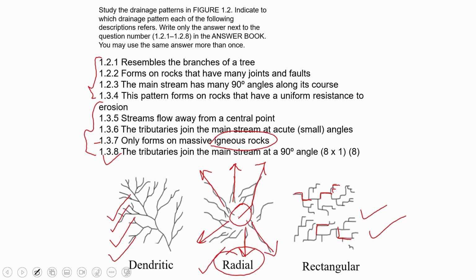And then the tributaries again join the mainstream at 90 degrees. Remember, this one here looks very much like that one. So that one was tackled, and that is a rectangular pattern. We now continue to the next question paper, which should be more familiar to you learners because it was written a year or so ago.